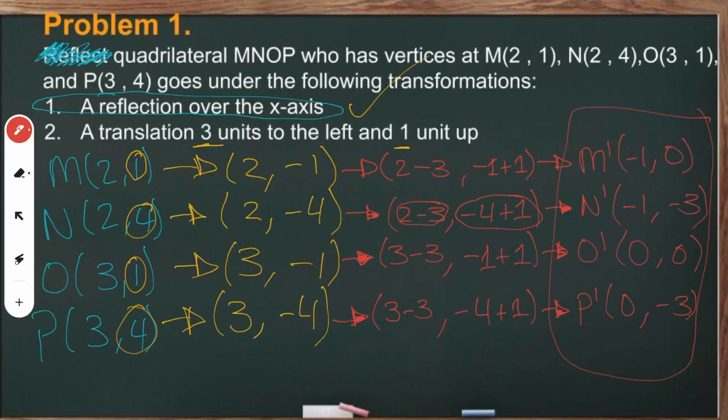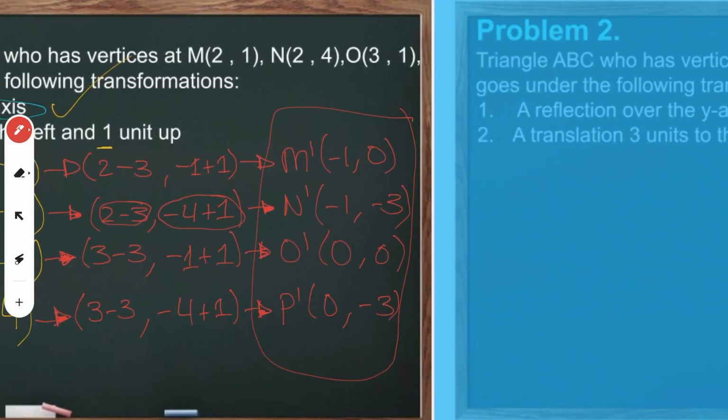And here are the points on our image. So, of course, you want to restate your vertices on your image. M prime is (-5, 0). N prime is (-5, -3). O prime is (0, 0). And P prime is (0, -3).